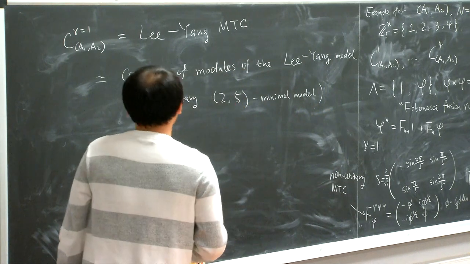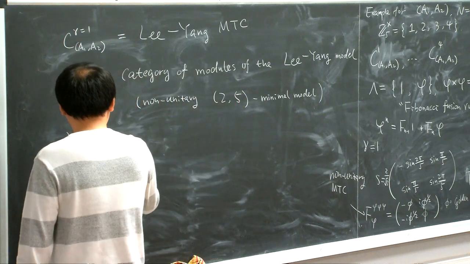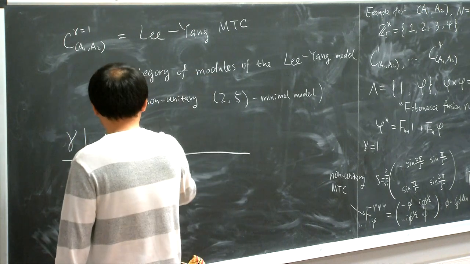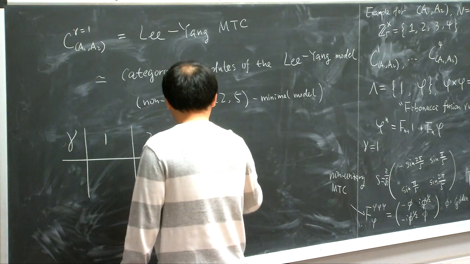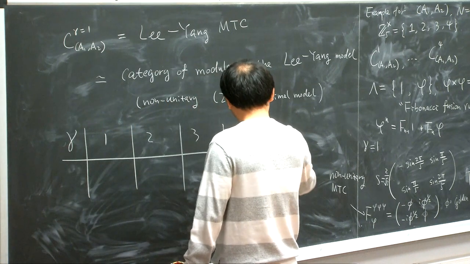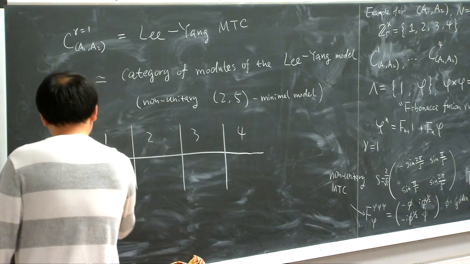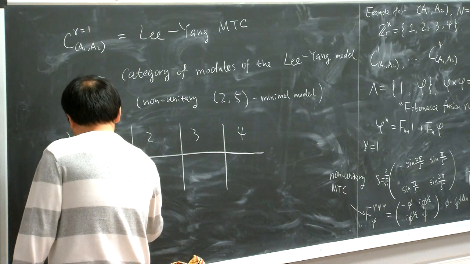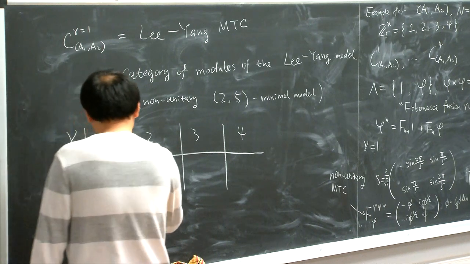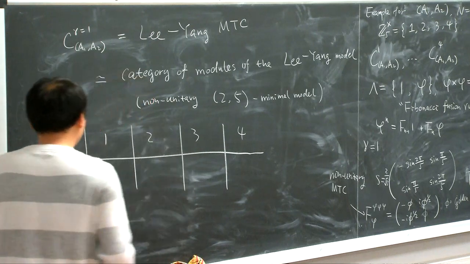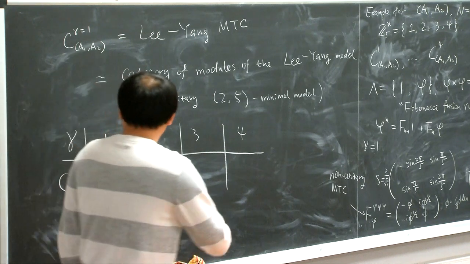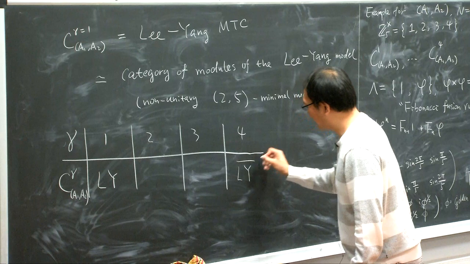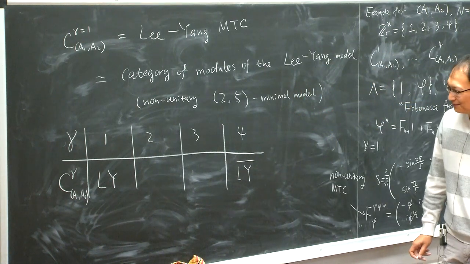How about the other gammas? So let me make a table here. The allowed values of gamma are 1, 2, 3, and 4, and we have 4 modular tensor categories. For gamma equals 1, this is already identified with the Lee-Yang MTC. And for gamma equals 4, it will be something also simple. It will be the complex conjugate of the Lee-Yang MTC.